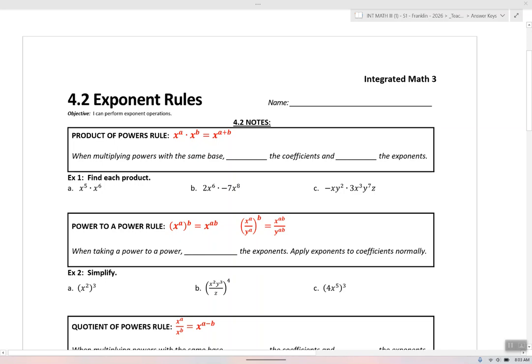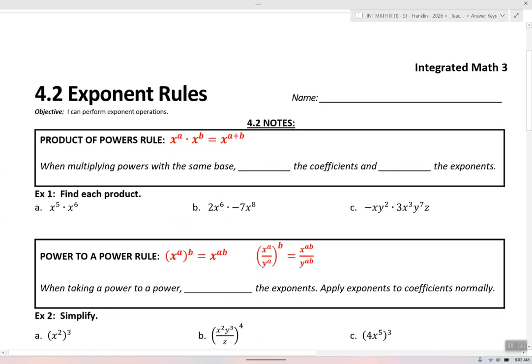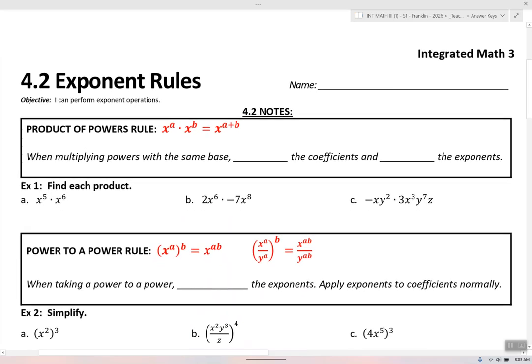Let's take a look at some exponent rules. So to continue with Unit 4 here, we're going to look at the rules for performing exponent operations, or operations with powers. We'll go through a few rules, practice the operations, and see how it goes.